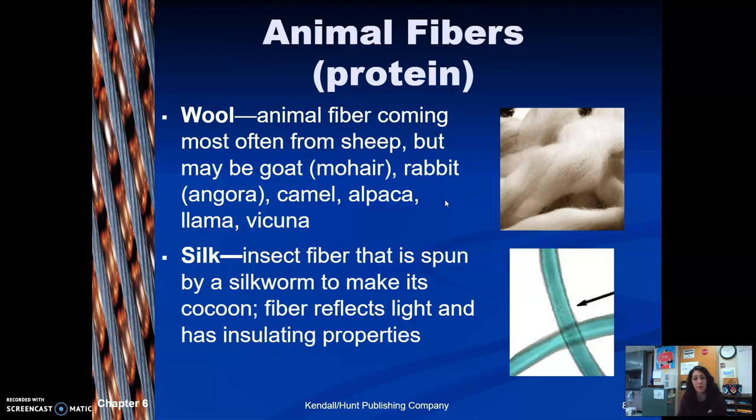So animal fibers, sometimes called protein fibers, a lot of them are different types of wool. Wool we usually think of as being from sheep, but there are different types of wool. You can get mohair, which is from goat hair. Rabbits, angora, you can get wool from camels, alpacas, llamas, vicunas, all sorts of different animals. You can use their hair for different fibers. Silk is another animal fiber from the silkworm.